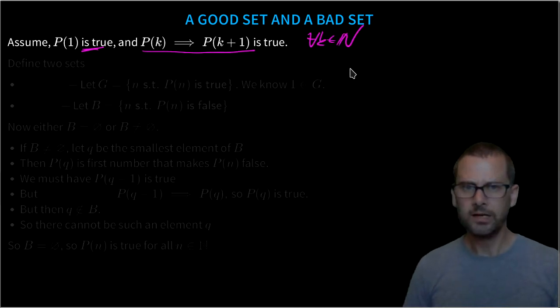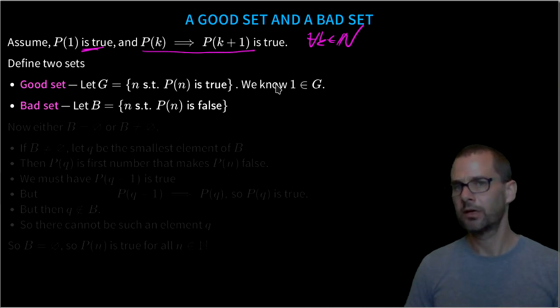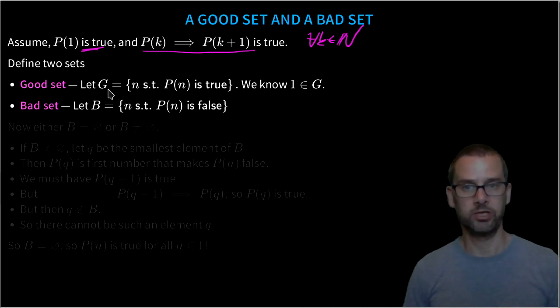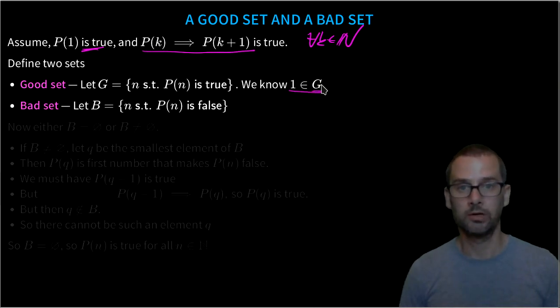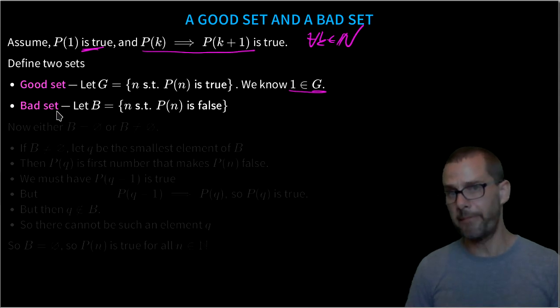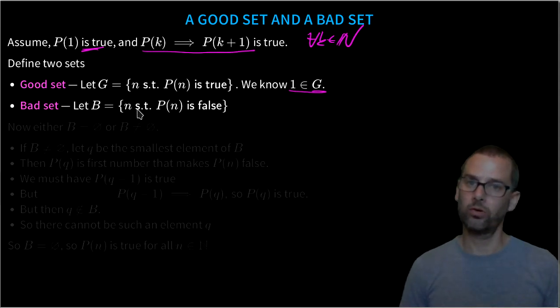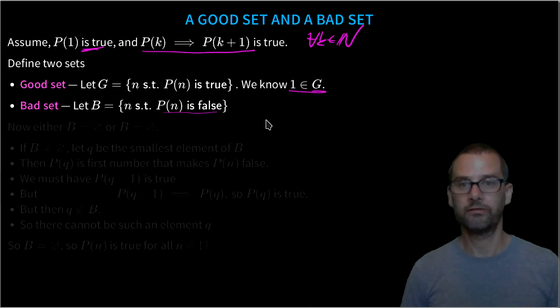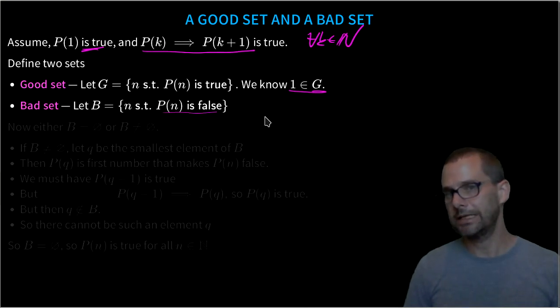Okay. Now, I'm going to define two sets. I'm going to define the good set, which will be G, which is all n so that P of n is true. And we know, for example, because P of 1 is true, that 1 is in G. And then the bad set, B, is going to be all the values of n that make P of n false. And as is typically the case, the good set isn't so exciting here, and the bad set is the one where all the interesting things happen.